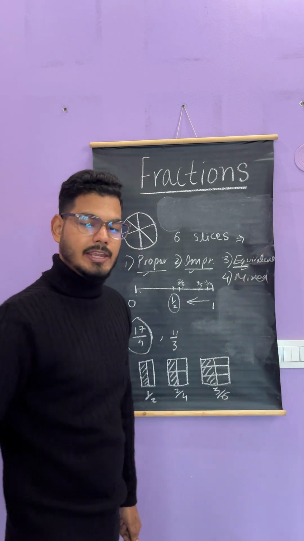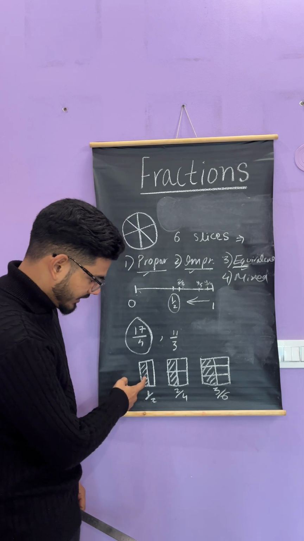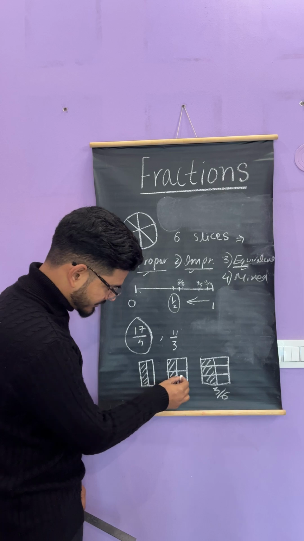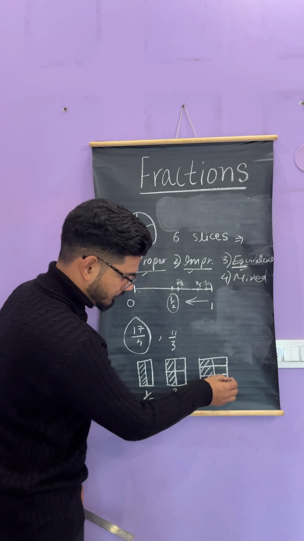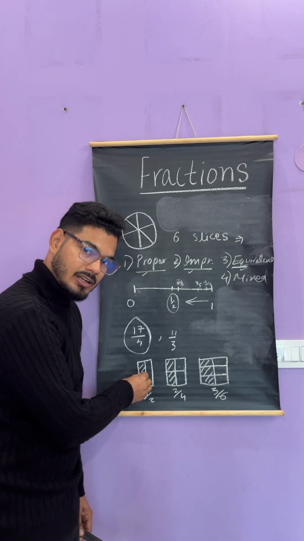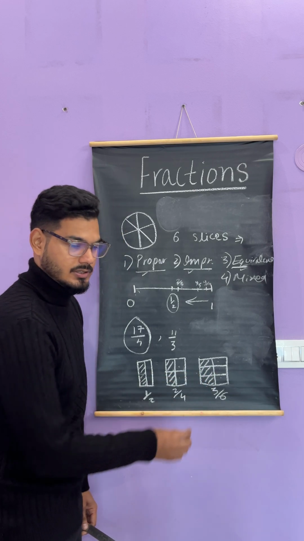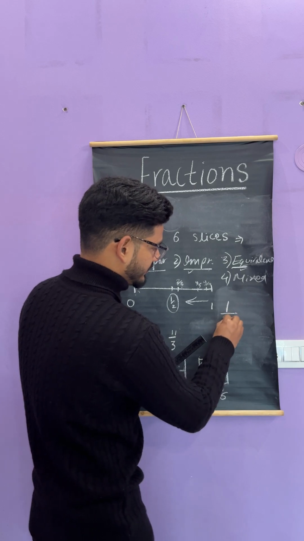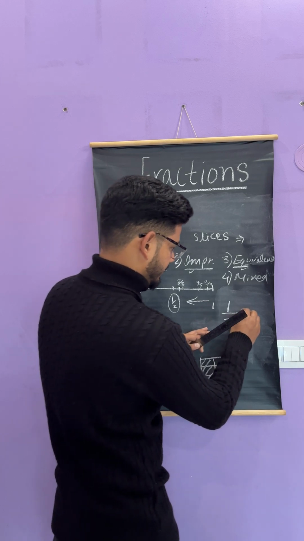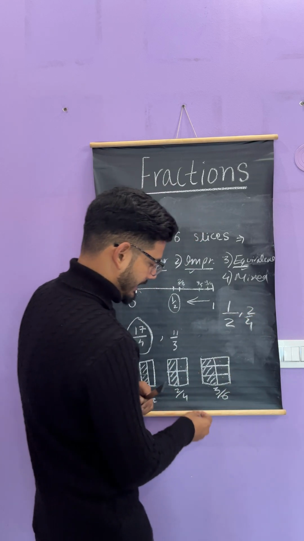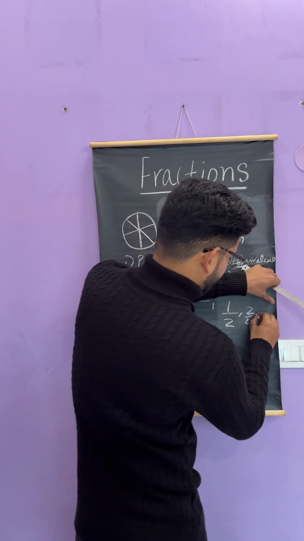Now moving on to equivalent fractions. See, you see this diagram? These are 2 fractions. This is 1 whole. 4 fractions, 1 whole. 6 fractions out of 1 whole. 1 fraction is taken out of the first whole, 2 fractions are taken out of the second, and 3 fractions are taken out of the third. So we'll write: 1 fraction was taken out of 2 fractions, 2 fractions were taken out of 4 fractions, and in this one, 3 fractions were taken out of a total of 6 fractions.